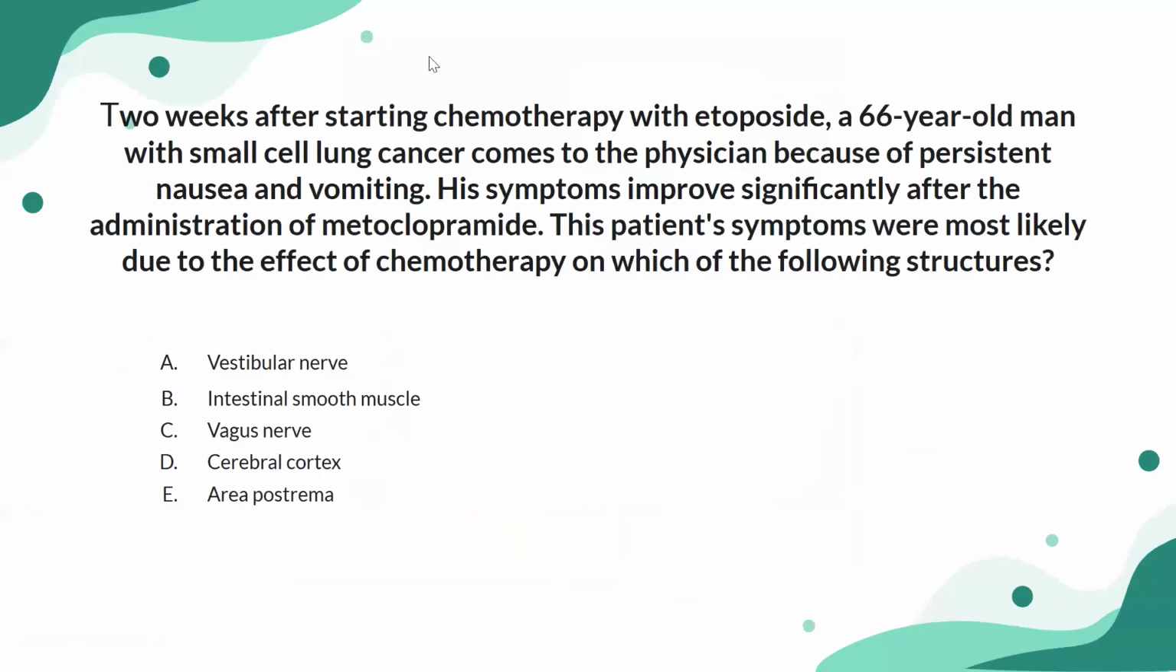All right, next question. 2 weeks after starting chemotherapy with etoposide, a 66-year-old man with small cell lung cancer comes to the physician because of persistent nausea and vomiting. His symptoms improved significantly after the administration of metoclopramide. This patient's symptoms were most likely due to the effect of chemotherapy on which of the following structures?